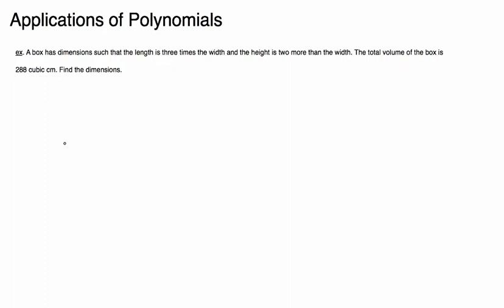Okay, so we've got a box and it's in 3 dimensions. And the length is 3 times the width. So if this is the width, this is 3 times the width, and the height is 2 more than the width. So the height is the width plus 2.